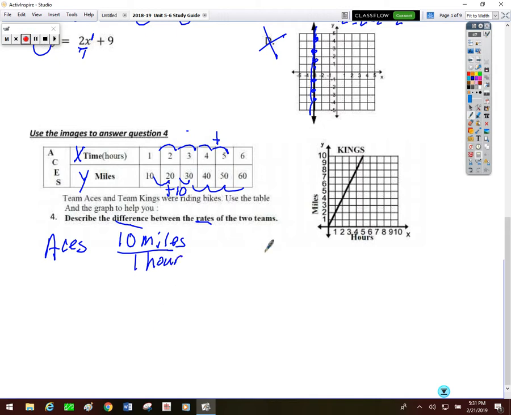Okay, what about Team Kings? Well, Team Kings is a graph. So we're going to start with our graph. We're just going to put us a few dots. So if I put a dot here, right, I can put me a dot here.